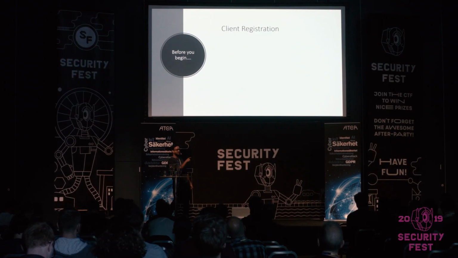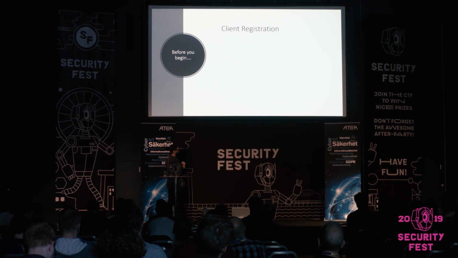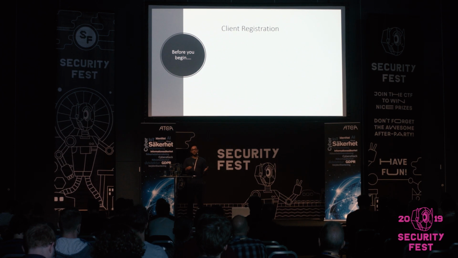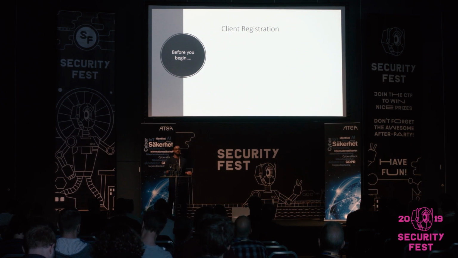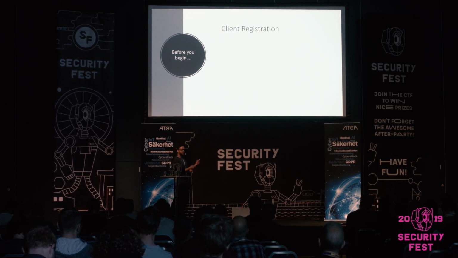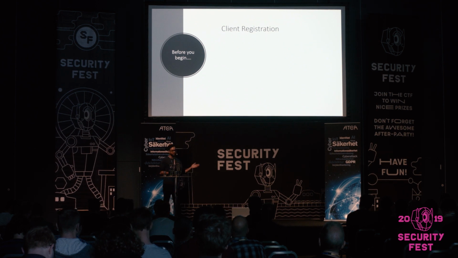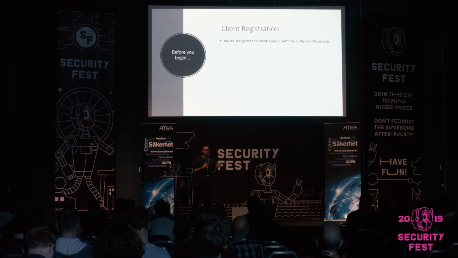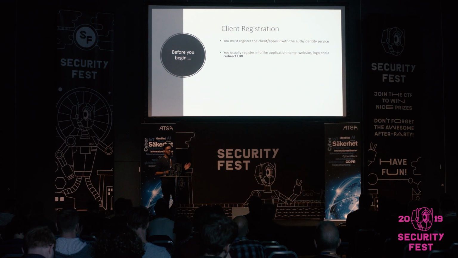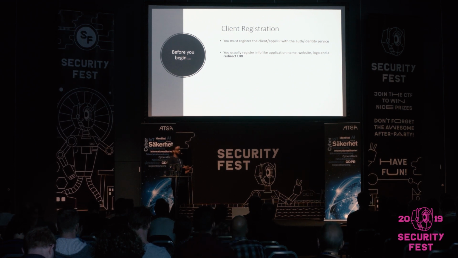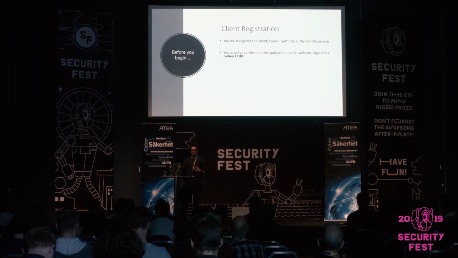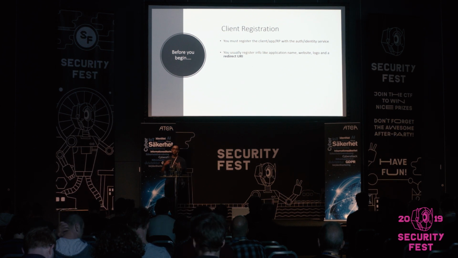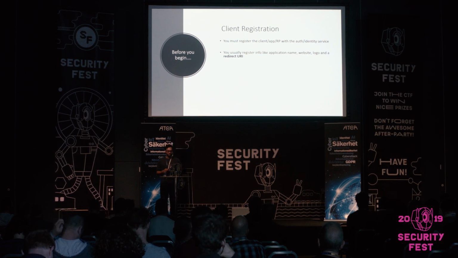So this one is a mandatory step that is required for the authorization server to know who all are the clients that are going to request authorization. So client registration needs to happen as a step before the OAuth exchange happens. So in order to register your client application, you provide your application name, website, logo, and a redirect URI. The redirect URI is used by the authorization server to redirect the auth code and the access token.